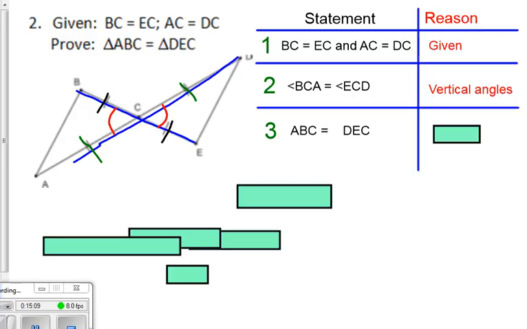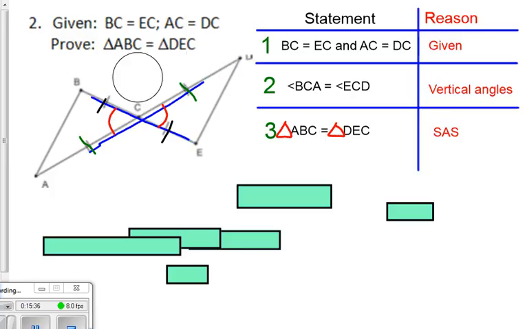I left a little space here so I can show you. If you want, you can put in that triangle symbol. Triangle ABC equals triangle DEC. Oh, smartboard got a little off there. There we go. So triangle ABC equals triangle DEC. How do we know that? Because side, angle, side. We're using our side, angle, side congruence theorem to say that these two triangles that are made right here, they're the exact same triangle.